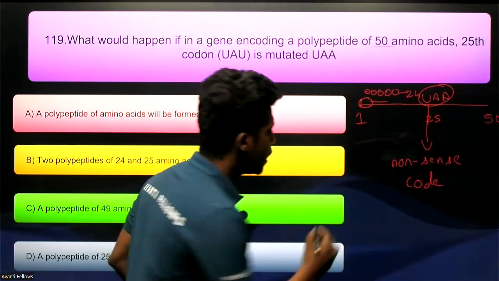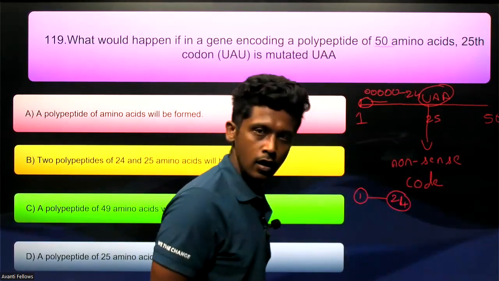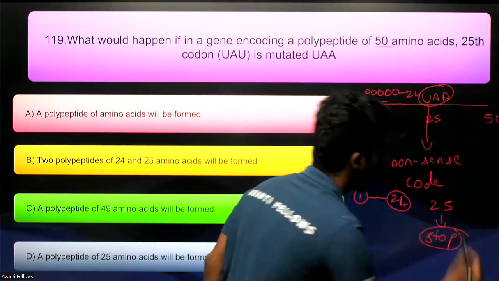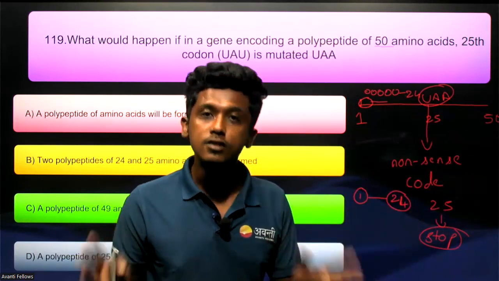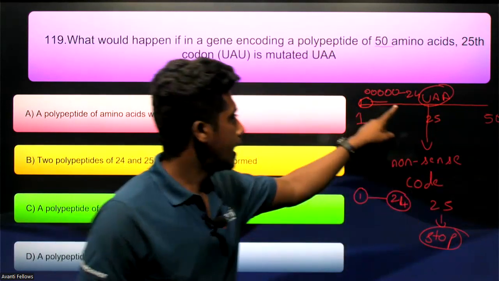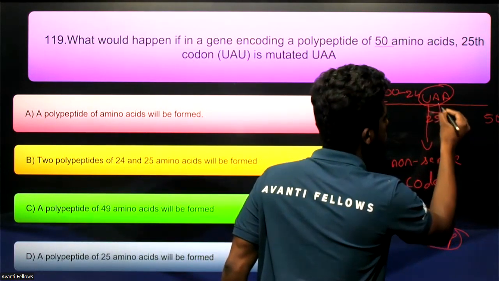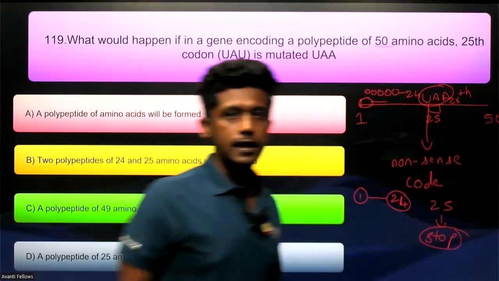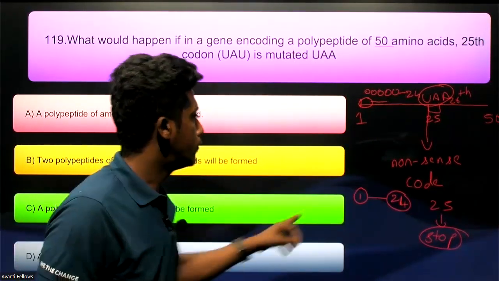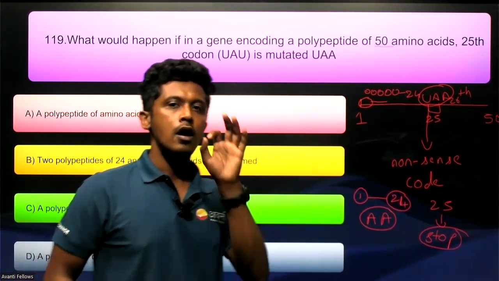So from 1 all the way till the 24th amino acid, it was uninterrupted. But at the 25th, it was a stop codon, so the translation will stop. What happens to the rest of the codons? They cannot be translated. Why? Because once termination is completed, to begin translation again, you need a start codon, and we don't know what codon we have on the 26th position. So the rest of the gene will get degenerated, and we get a polypeptide chain of 24 amino acids.